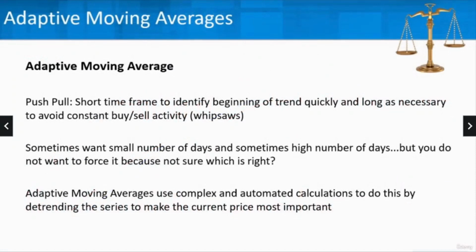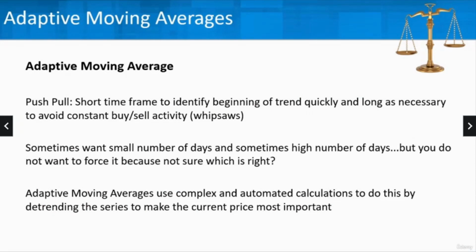Another one is an adaptive moving average, which is kind of a push and pull aspect, where it's looking at a short time frame to identify the beginning of trends quickly, and as long as necessary, you want to construct it to avoid constant buy and sell activity, or whipsaws.